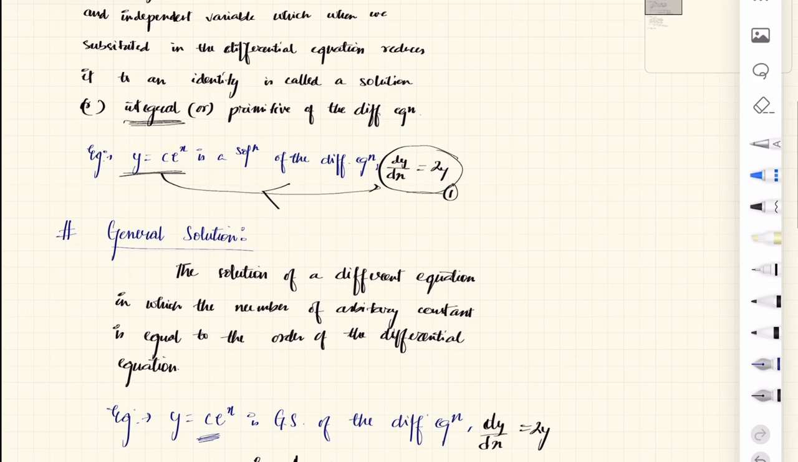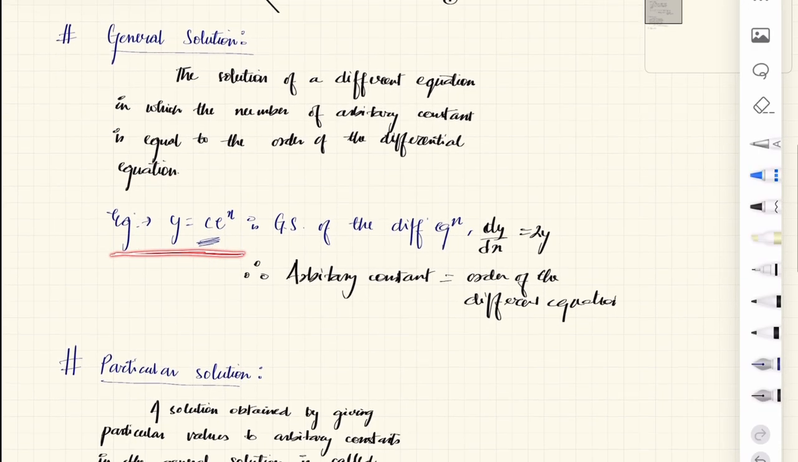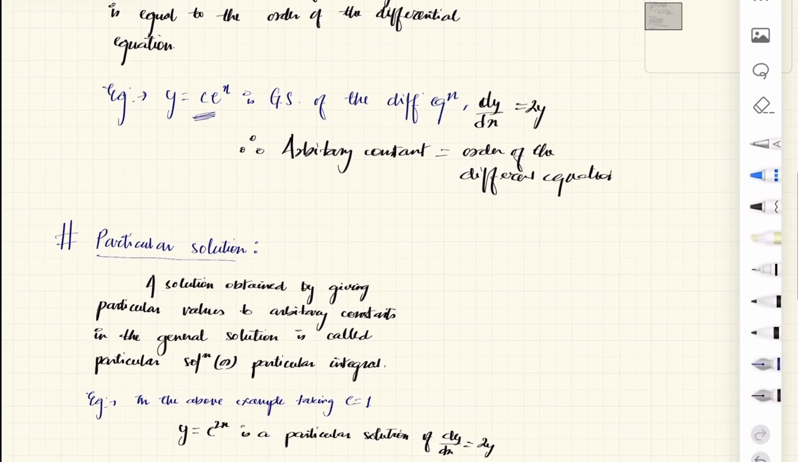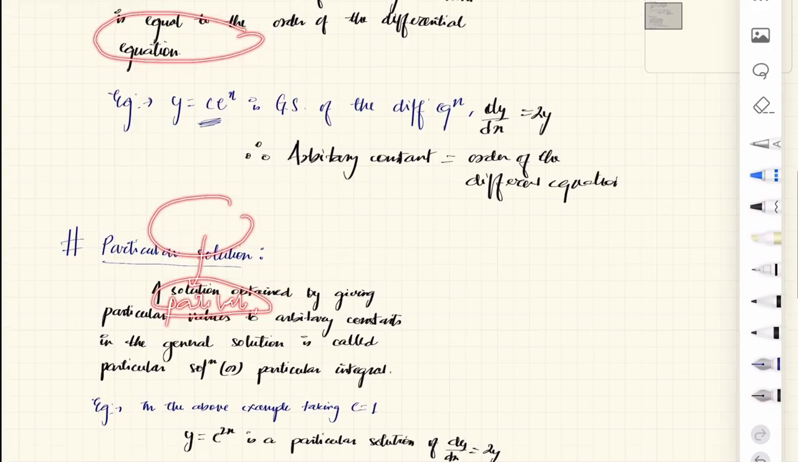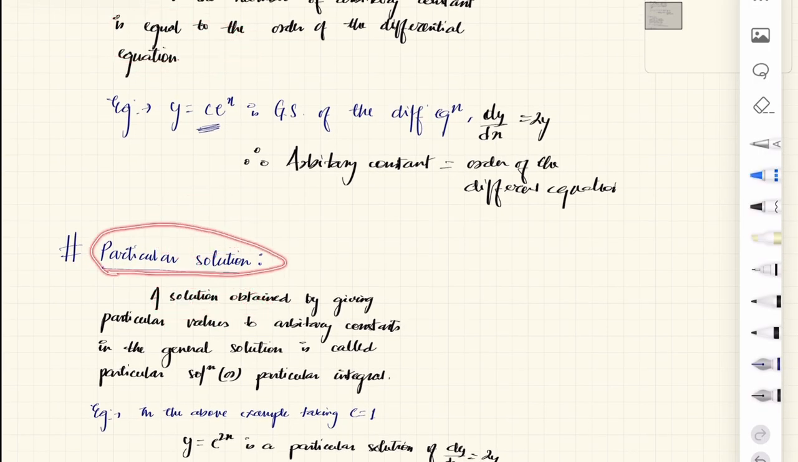Okay. So what about the general solution? What is the meaning of general solution? When the number of arbitrary constants and the order of the derivative become equal, at that time we call this the general solution. And coming down, we find particular solutions. Within this general solution, if C is given a particular value, at that time we call it a particular solution. Now you got it? Okay.